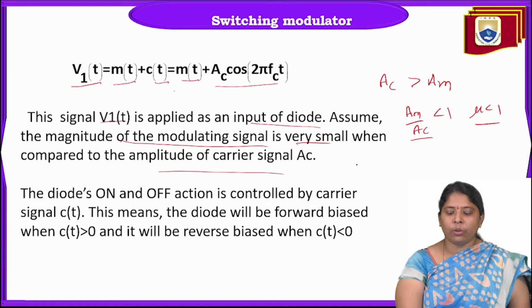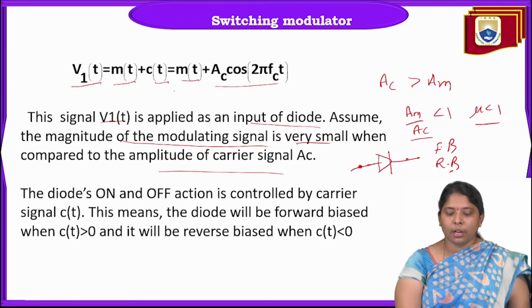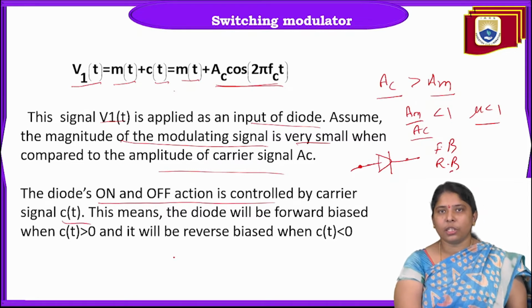We know a diode goes forward bias and reverse bias. When the anode potential is more than the cathode potential, it becomes forward bias. So the diode is operating in forward bias and reverse bias. The controlling voltage at the input of the diode is completely the carrier, because the carrier amplitude is more than the message signal amplitude. So the on and off action of the diode is controlled by the carrier signal C of t.